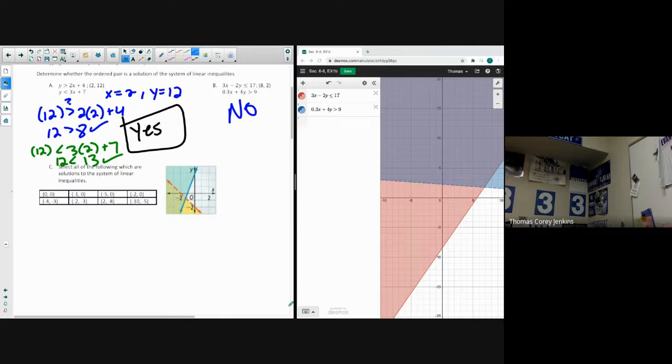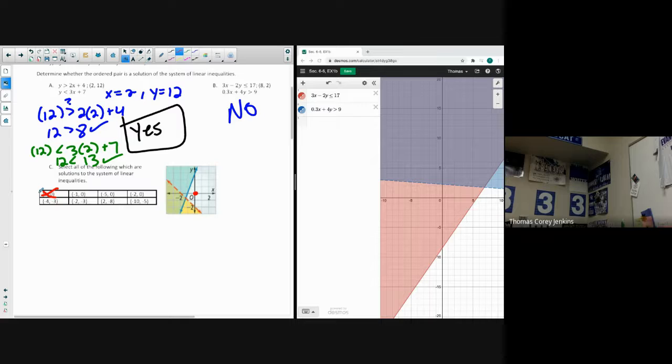So that's a good segue into 1C. So this one says select all of the following. So these are all ordered pairs, which are solutions to this system. Okay, so let's just go point by point here. So (0, 0). (0, 0) is right here. That is in the double not shaded region. So that would be a no. I'm going to just X those out that are no's.